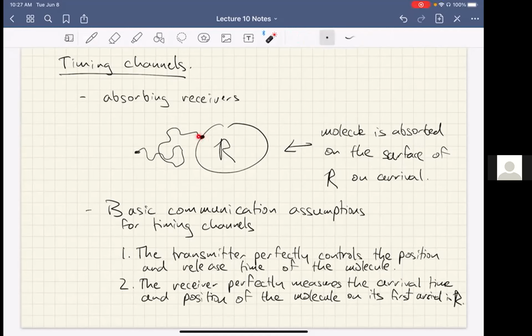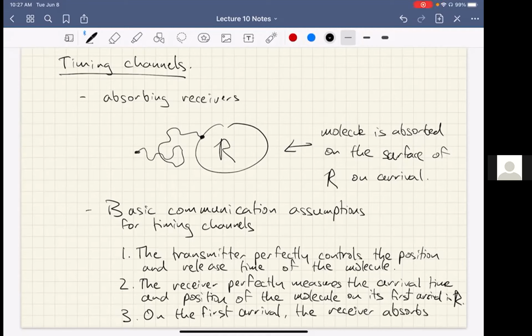The receiver's job is to measure the time at which the molecule arrives. We say position here, which doesn't matter so much for one-dimensional receivers, but it might matter for higher dimensions. And thirdly, on the first arrival, the receiver absorbs the molecule and removes it from the system.